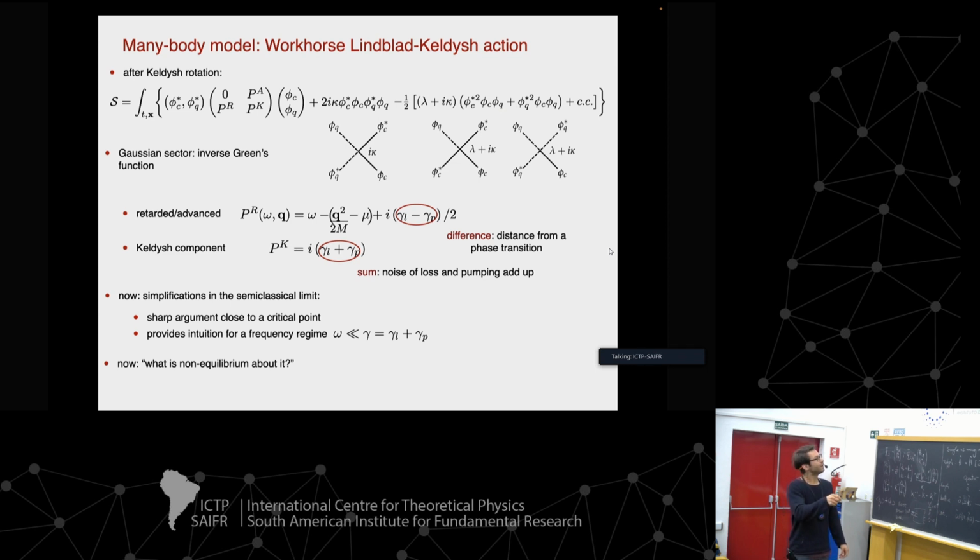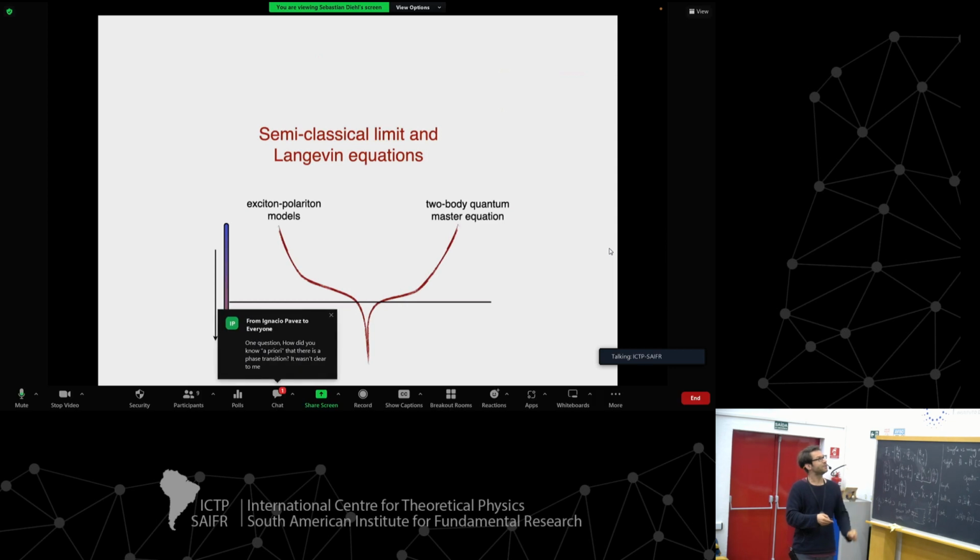And we want to go now through a simplification of this action. In particular, we will be able to drop a few of these terms here by taking a so-called semiclassical limit, which is a sharp argument, very close to the transition point where this is really going to zero, and provides a good physical intuition for such problems in a frequency regime where we look at low frequencies which are much smaller than this loss and pumping sum of them. And also in this framework, we're going to answer in which sense this qualifies as a non-equilibrium system. So that brings me to this part here.